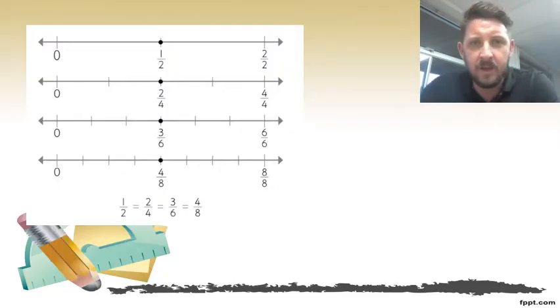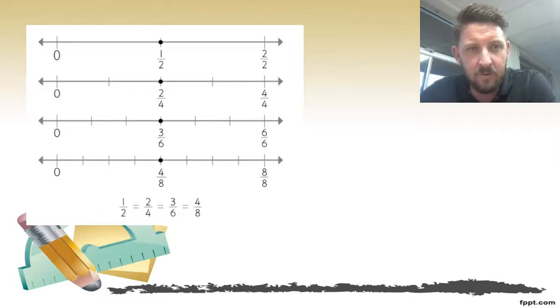Alright gents, when we're looking at equivalent fractions, when we look at the number line, you can see that in the first line we have a whole that's been cut into two parts. In the second number line we've got a whole that's been cut into four parts. Third line, a whole that's been cut into six parts, and in the fourth line, a whole that's been cut into 8 parts.